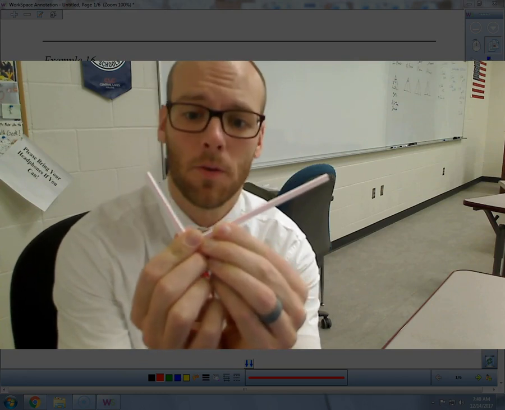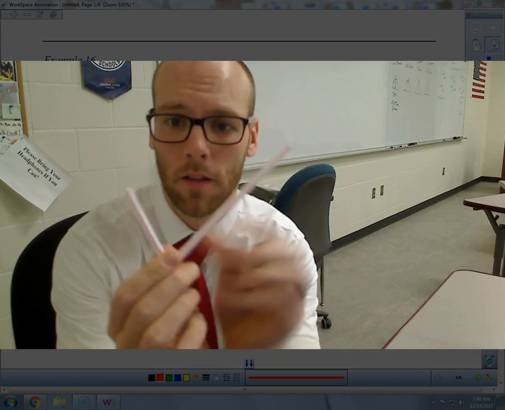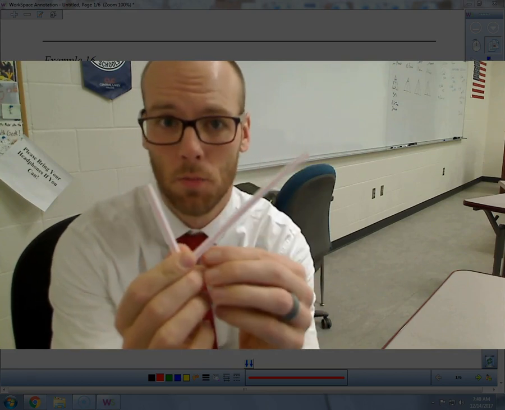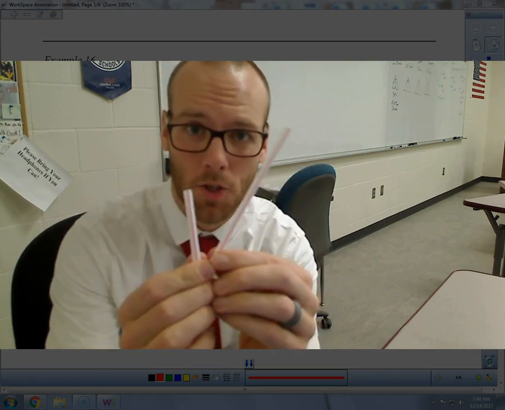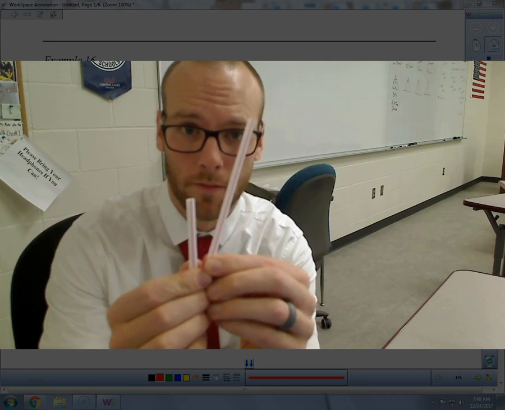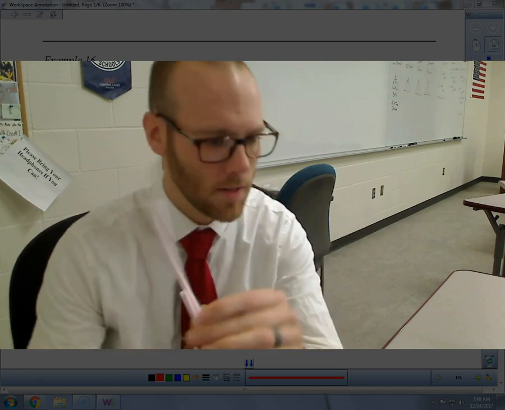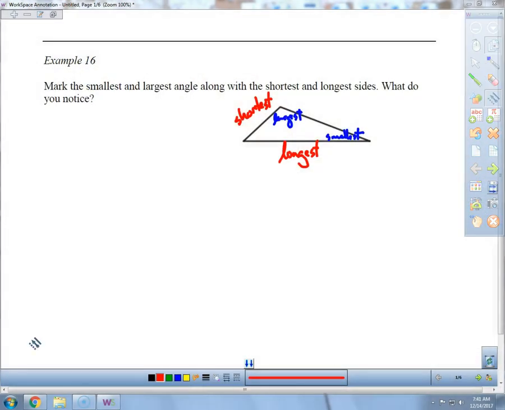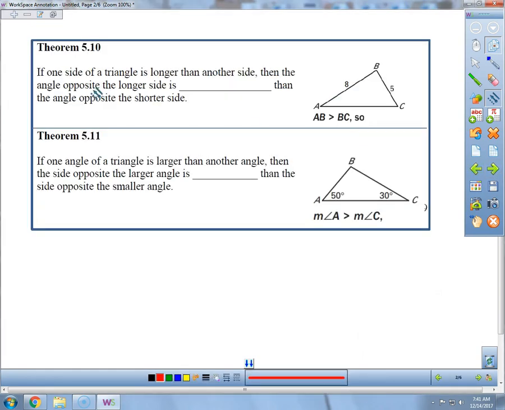And the reverse is true. As that angle gets smaller, if there was a side connecting those two points, that side would get shorter and shorter, wouldn't it? So, does it make sense for us that the shortest side is opposite the smallest angle? That the longest side is opposite the largest angle? I would hope that that would make sense for us. And that's what I have here in these two theorems.